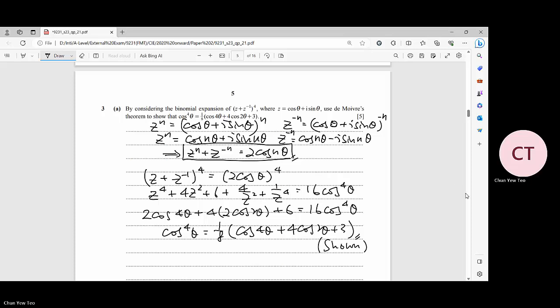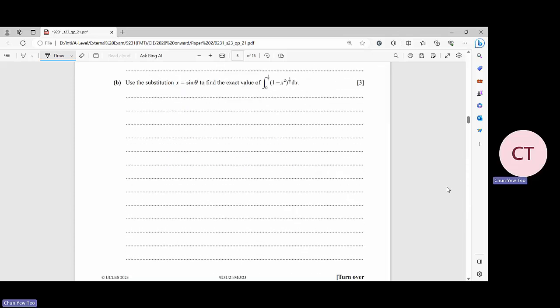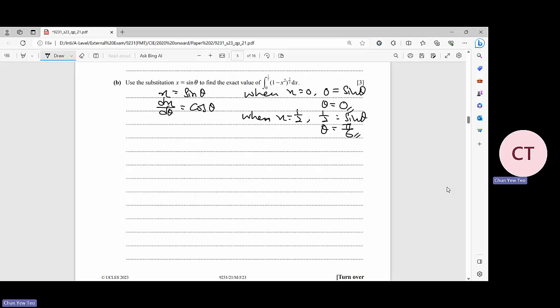Then part B, use the substitution x equal to sine theta. So usually when we see substitution, we directly differentiate whatever we have. Then since they give you these two values, I need to convert these to the corresponding limit values. When x is equal to 0, 0 equal to sine theta, so your theta is equal to 0. Then when x is equal to half, so half is equal to sine theta, then your theta is equal to pi over 6. Okay, so now we are ready.